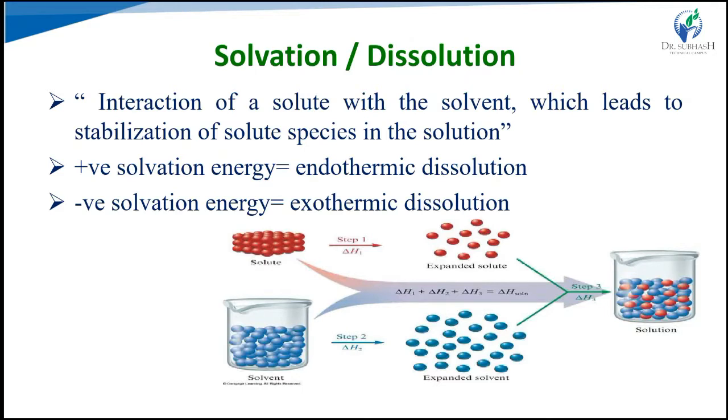The next terminology is solvation, or dissolution. The solvation process is the interaction of solute with the solvent, which leads to stabilization of solute species in the solution. Solute molecules are surrounded by solvent molecules. Previously we saw how to prepare solutions with solute and solvent. We add the solute into the solvent, and it prepares the solution. Here the possibilities in solvation are endothermic or exothermic dissolution, based on the energy.